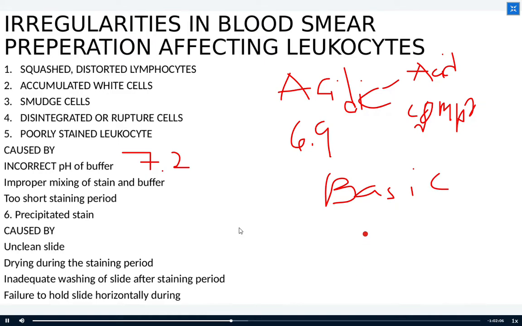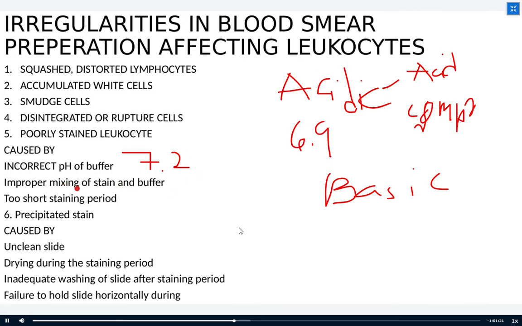Let me repeat, the correct pH of your buffer is 7.2. If the pH goes down, it becomes acidic, making your acidic components more pinkish or brighter. While if the pH of your buffer becomes higher, meaning more alkaline or more basic, it would become darker. Brighter pink when acidic, then darker blue when basic. Brighter pink or darker pink, that's also possible. Yes.